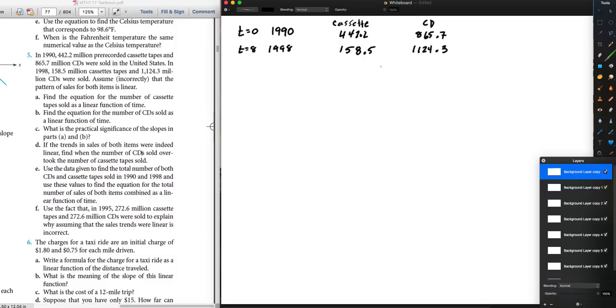Now, he says to assume, incorrectly, that the pattern of the sales of both items is linear. So for parts A and B, we want to find a function, an equation, for the number of cassette tapes and for the number of CDs. These are 2 separate equations. What we have are basically 2 points for each one. So let's do cassettes over here. I'm going to use F for the number of cassettes.